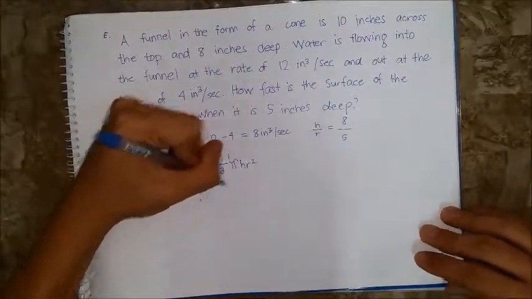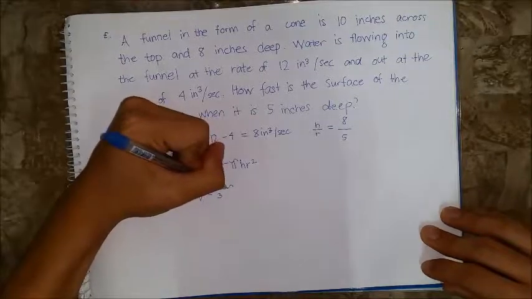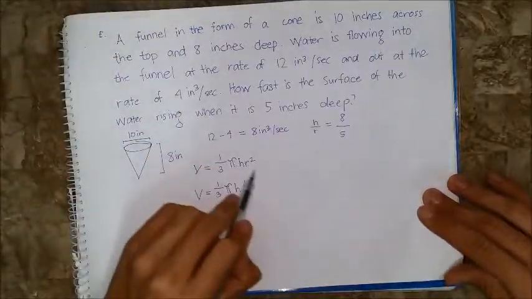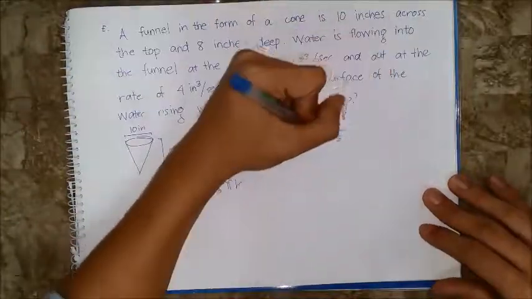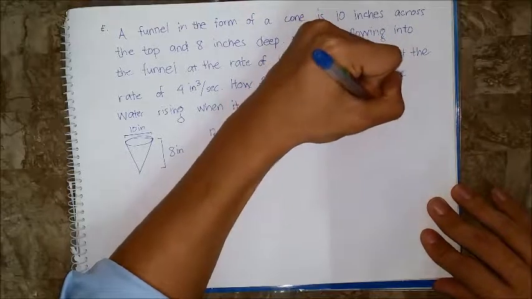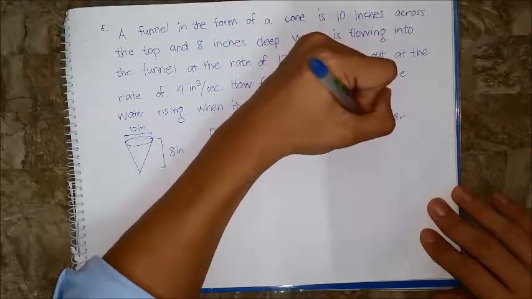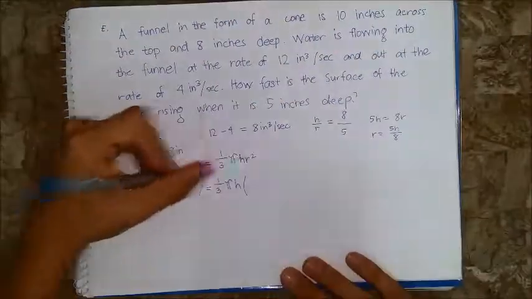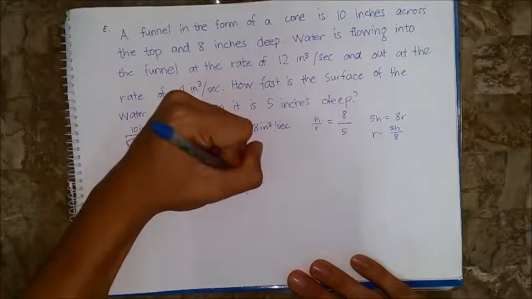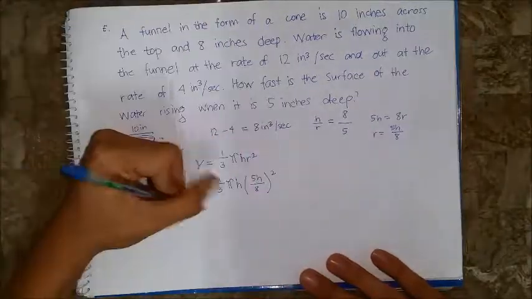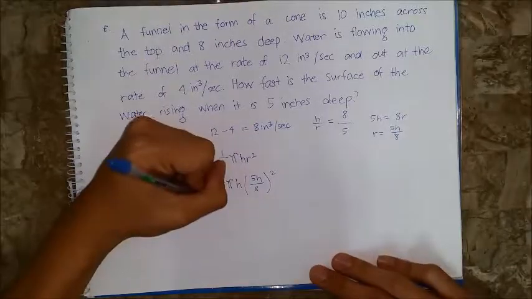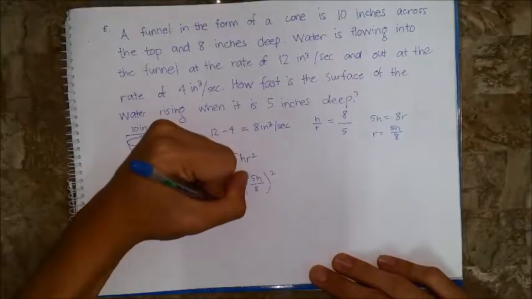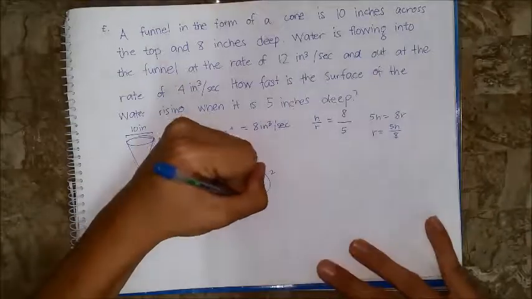Now, we'll use that. We don't have a radius, so we have to find it. We cross multiply, that's 5h is equal to 8r. So r is equal to 5h over 8. So we have here 5h over 8, and let's not forget the square. We have 1/3 pi times 5 over 8 squared times h cubed.